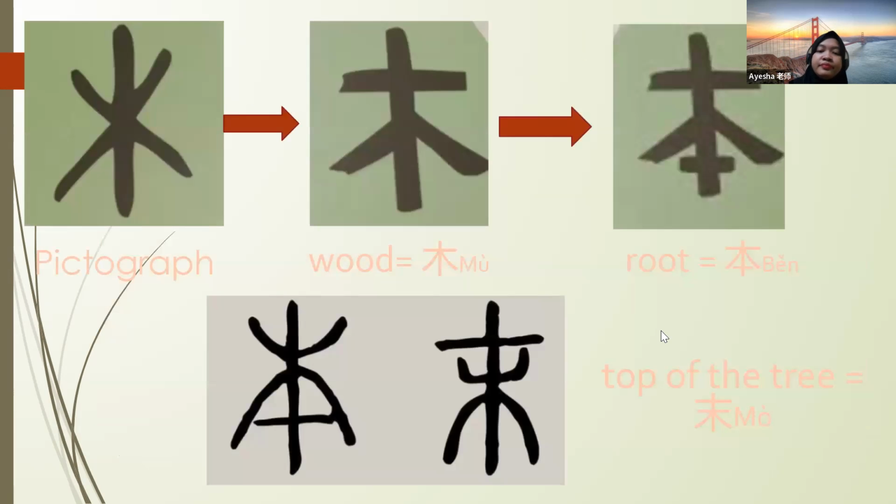Okay? So, as I was trying to explain just now, you have a pictograph, then it became today's character, then you add this line, then it becomes a different word, ben, which means root. Now, let's take this same line at the bottom of the word mu. You change it, you put it on top, as you can see here, on top. It becomes a different word. It becomes mo. What does it mean? It means the top of the tree. You see how it evolves, right? From pictograph, and then you have an ideograph because you have an idea of how to show something to someone. So interesting, right? To learn the evolution of Mandarin.